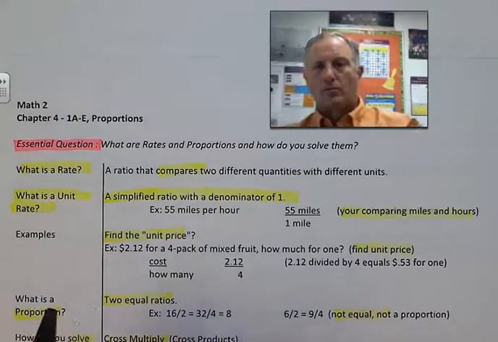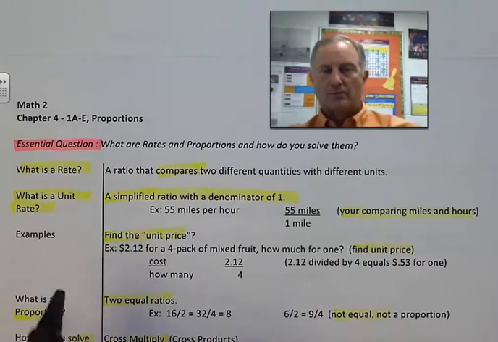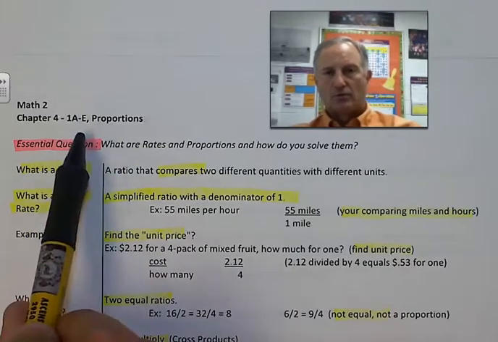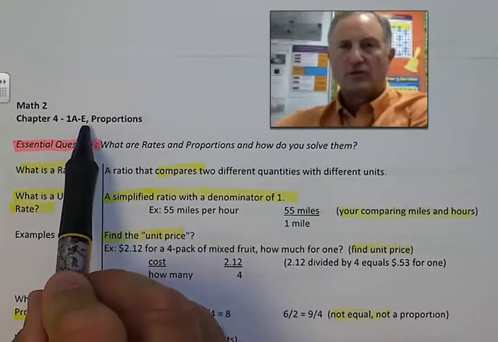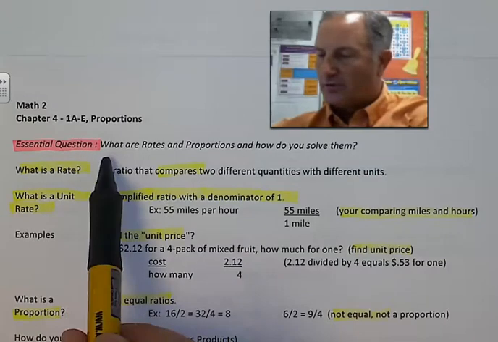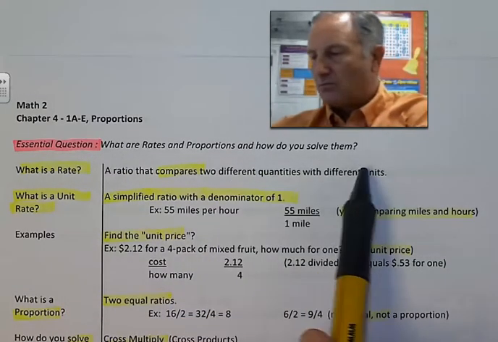All right, we're skipping chapter 3. We're going to chapter 4. We want to get into some rates and proportions, and that's what chapter 4 does. As you can see here, chapter 4, section 1, A through E. So these notes are going to cover the whole section. The essential question for us is, what are rates and proportions, and how do you solve them?